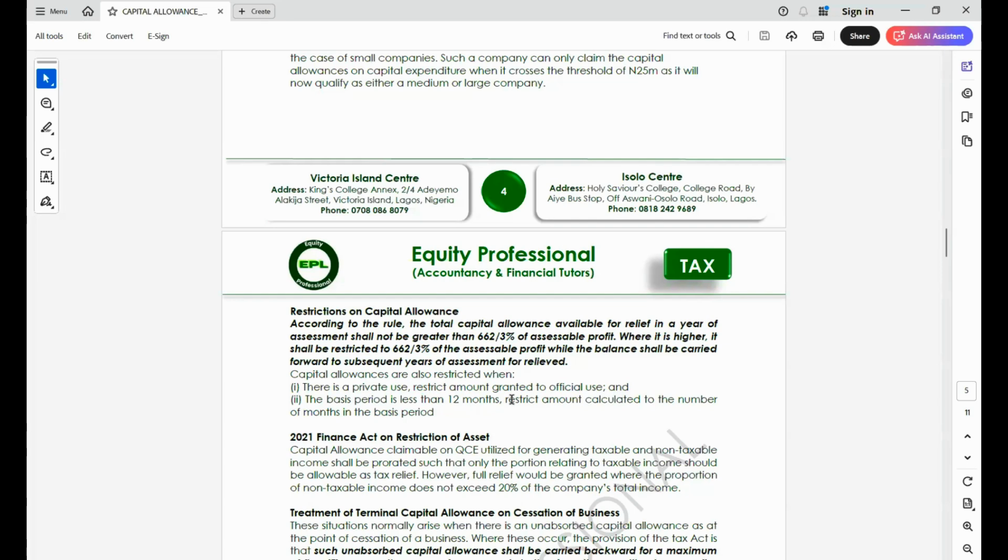Except where the proportion of that income to the total income does not exceed 20%. In that case, both the taxable and the non-taxable will be available for capital allowance claim. But where it exceeds 20% of the total income, only the portion that is taxable will qualify for capital allowance claim.